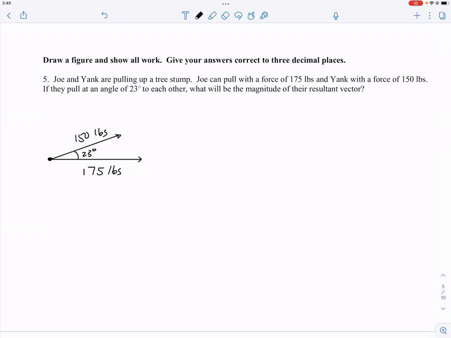So let me do something wrong first, because I want to make sure that everyone knows what is the wrong thing to do. The wrong thing to do is that people don't look at a diagram and just connect these two arrows head together. That's wrong. That's not the resultant. Now just think about this. If this is the tree, I mean, the tree stump, not the tree, just the object right here.